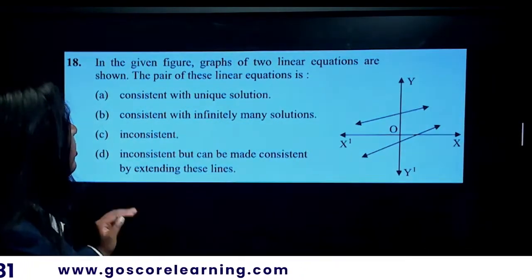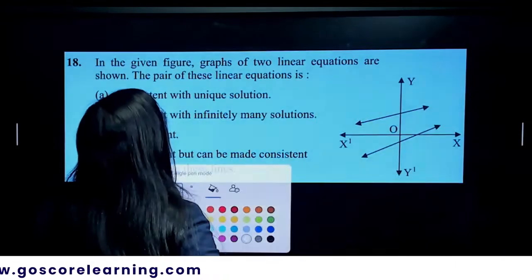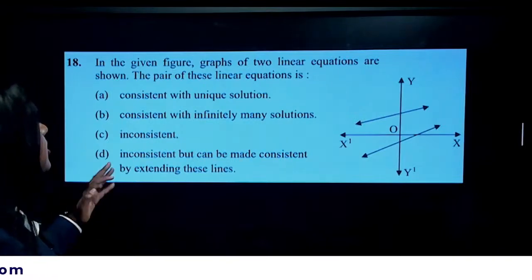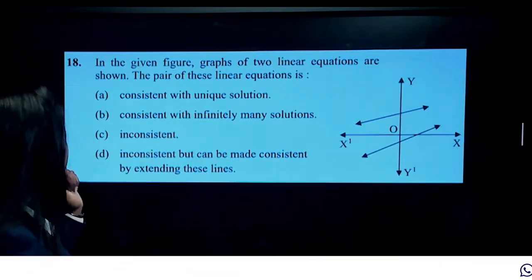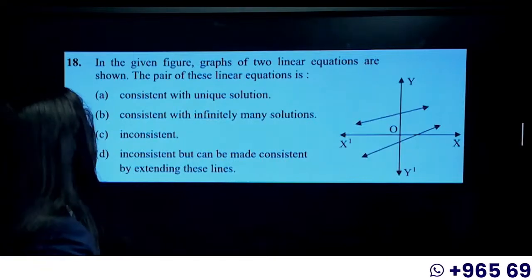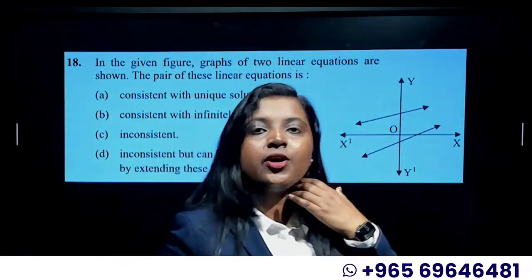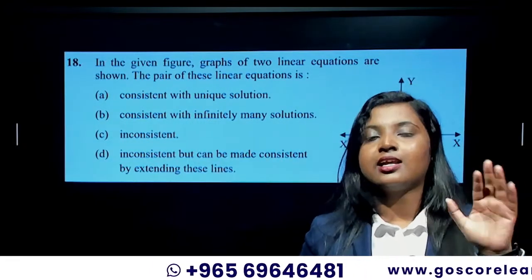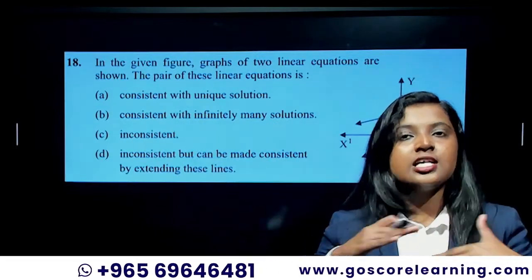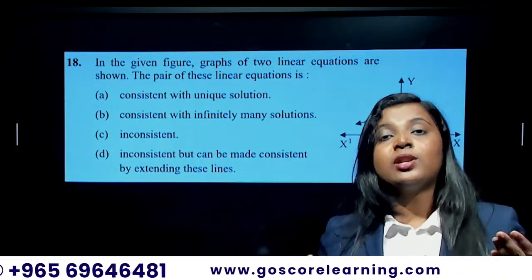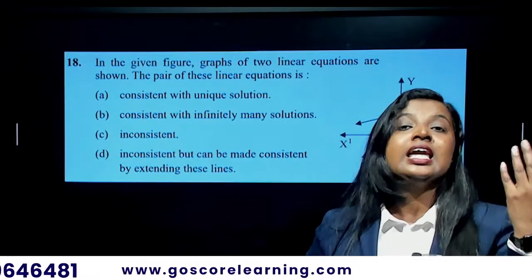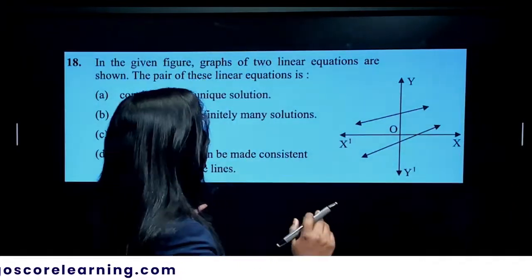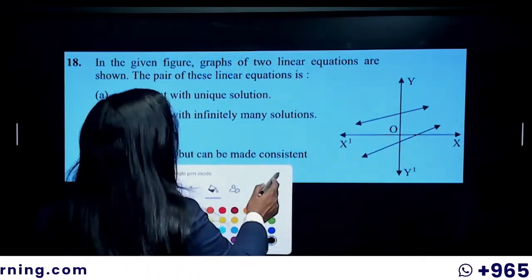In the given figure, graphs of two linear equations are shown. The pair of linear equations is consistent with a unique solution, consistent with infinitely many solutions, or inconsistent but can be made consistent by extending the lines. I hope you have an idea about this chapter. When two lines are intersecting, it is consistent and there is a unique solution. If two lines are parallel, there is no solution. If two lines are coincident, then you have infinitely many solutions and that is consistent. Are they parallel? They don't look parallel.